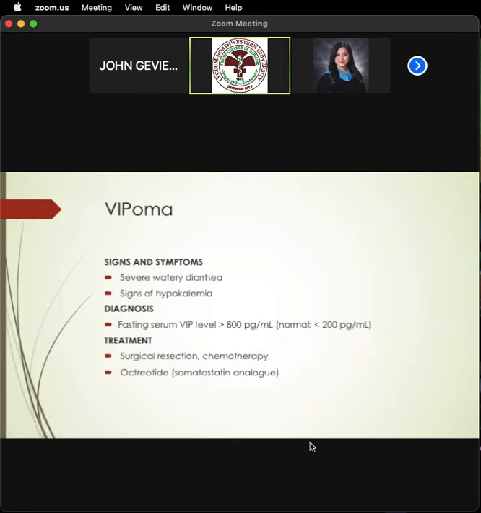If you get the serum VIP level, it should be more than 800. The normal is less than 200. The treatment here is surgical resection, chemotherapy, and octreotide, which is a somatostatin analog.